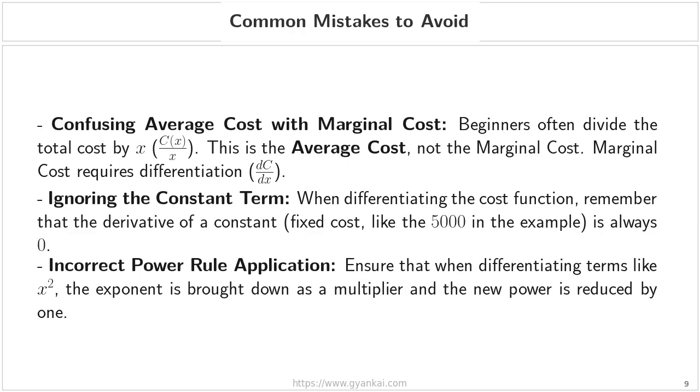Finally, pay close attention to your application of the power rule. When you are differentiating terms such as x squared, as we did in our illustrative example, ensure that you bring the exponent down as a multiplier and reduce the new power by 1. Precision in this step is key to arriving at the correct derivative.